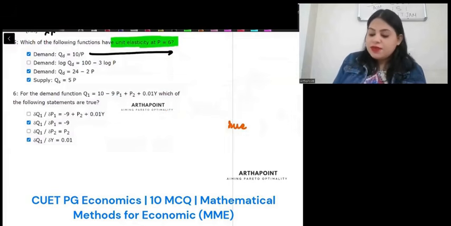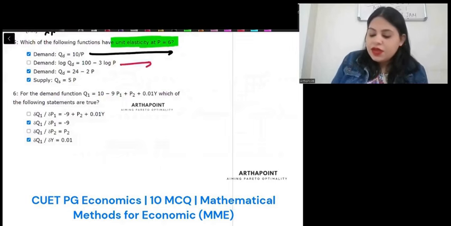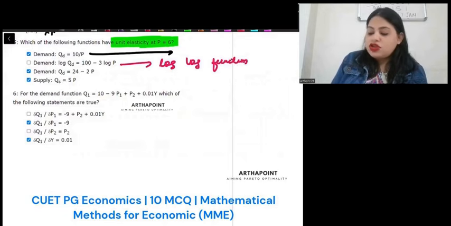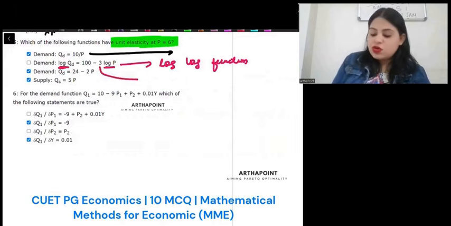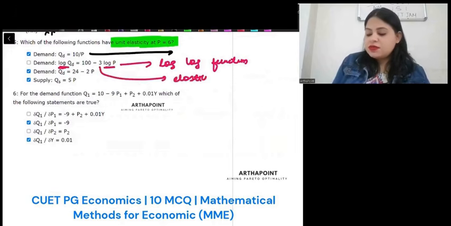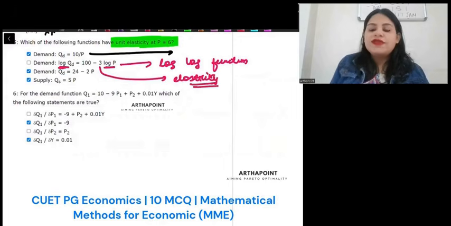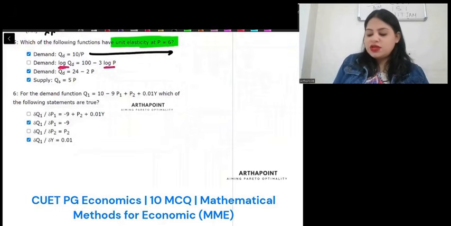Come to the second part, beta. Beta, remember that in log function, matlab jab yahan pe bhi log hai aur yahan pe bhi, Q ke saath bhi aur P ke saath bhi, in log function, this coefficient is elasticity. Coefficient is elasticity. Is this equal to 1? No, it's not now. So therefore, this is not unit elastic. This is not unit elastic. Now come to the third part.